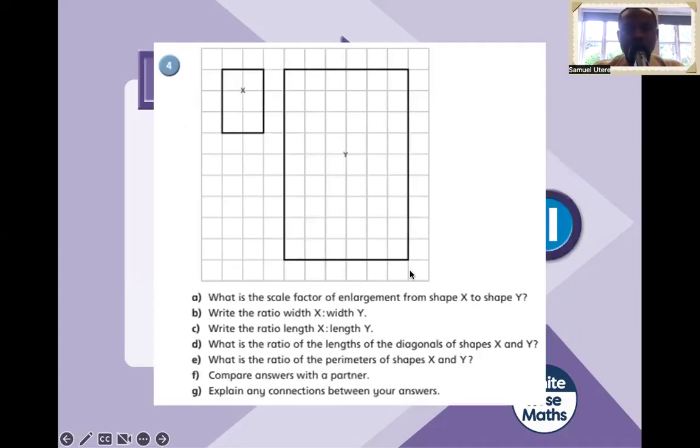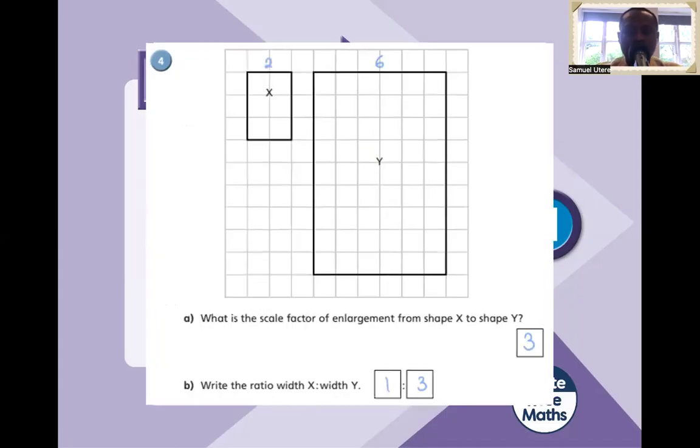Pause the video and answer question 4 in 3 minutes. Assuming you've paused the video and you've answered question 4, here are the answers for A and B. You were asked, what is the scale factor of enlargement from shape X to shape Y? You can see from shape X, you have 2 squares, and for shape Y, you have 6 squares. The multiplicative relationship to get from 2 to 6 is to multiply by 3.